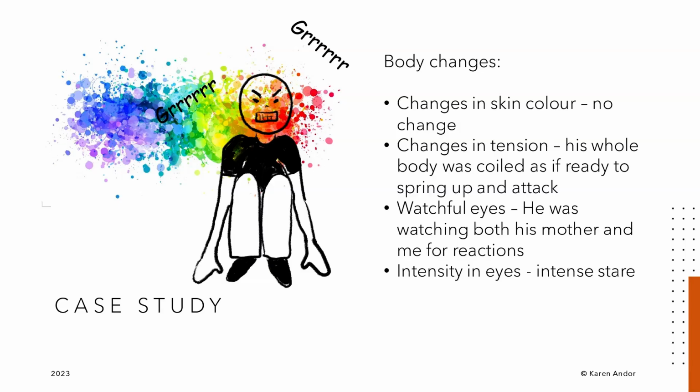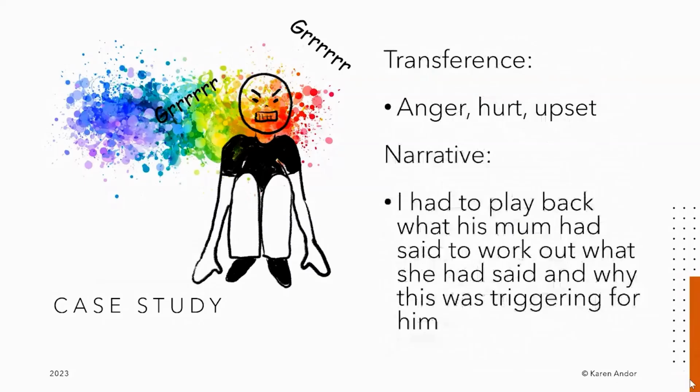Very watchful eyes. He was watching both of us and watching our reactions. And there was an intense stare. When he was making eye contact, it was unbroken. Transference: I could see he was angry. I could see he was hurt, upset. So I could feel those feelings coming from him.